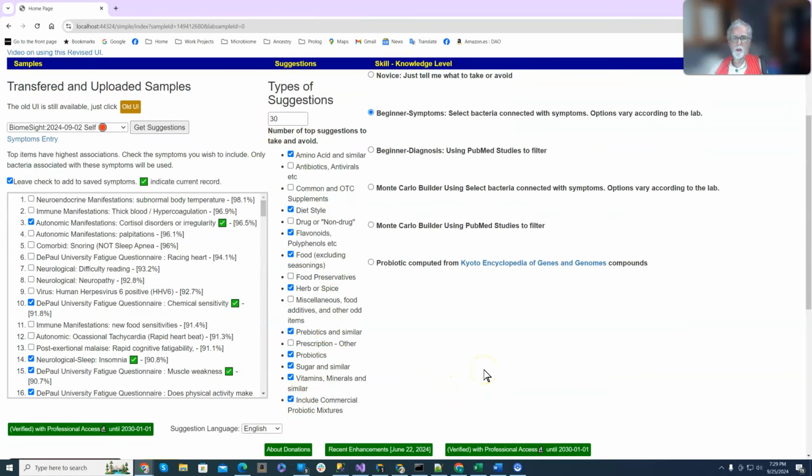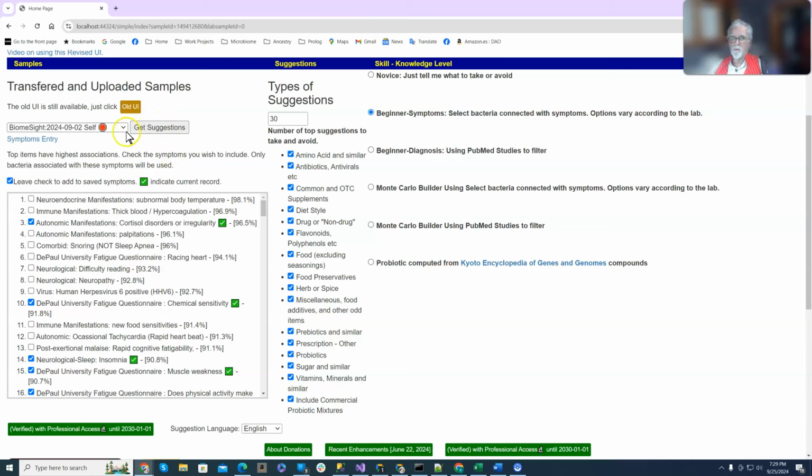Include commercial probiotics. Probiotic mixture is a good suggestion. And we could do other things, prescription drugs, because this person has access to a MD who is willing to prescribe antibiotics, we could include it. So we have built in everything that way. So that is our preferred first choice, which is get it.